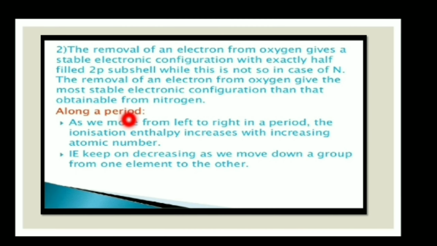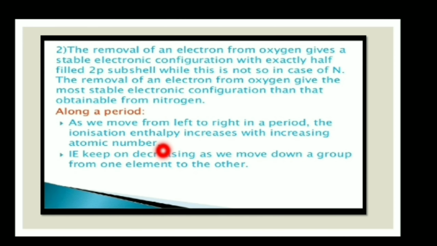Along a period, left to right side. As we move from left to right in a period, the ionization enthalpy increases with increasing atomic number because with increasing atomic number, the effective nuclear charge increases. Then the nucleus attracts the electrons towards itself, so the electrons are tightly held by the nucleus. A higher amount of energy is required to remove the electrons. So left to right side, ionization enthalpy increases.